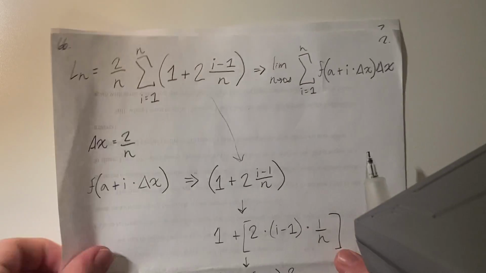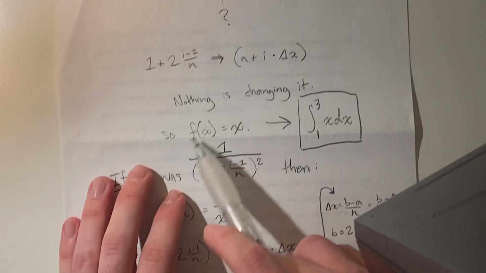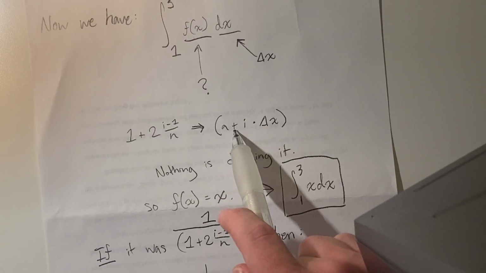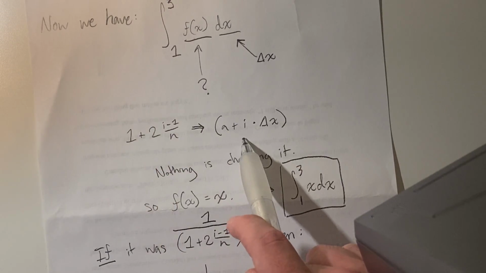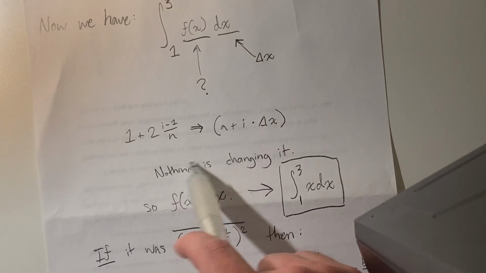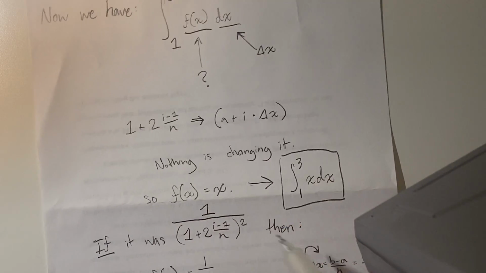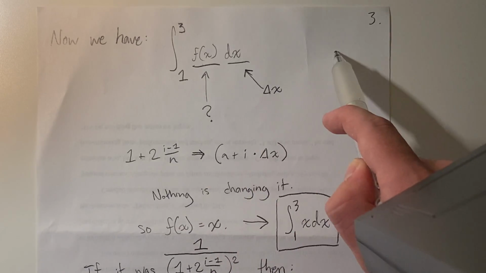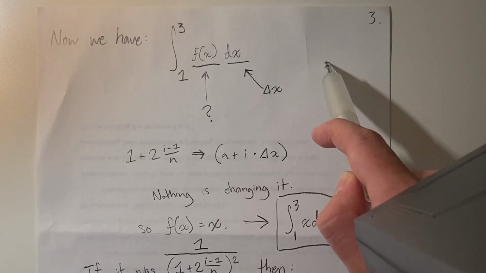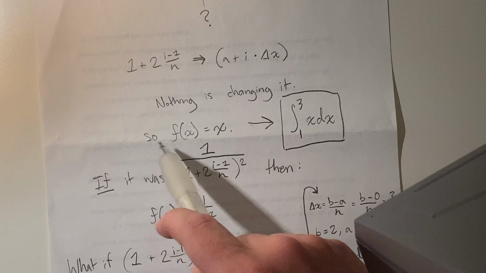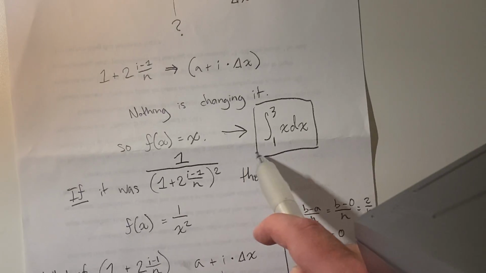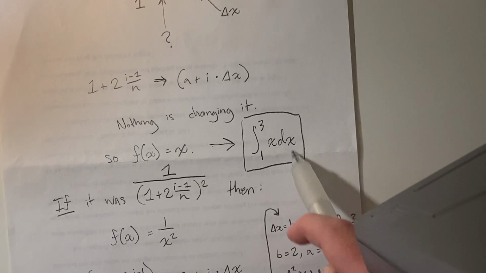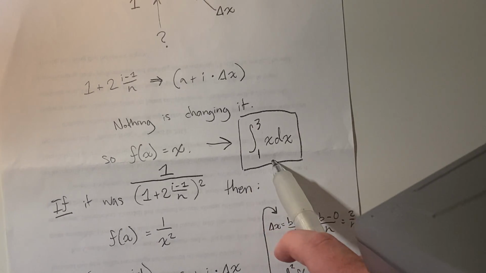And so because of that, f of x is just x. Whatever we get for the x coordinate is also the y coordinate. Essentially what I'll show in the picture is it's just a straight line, the slope of x. So nothing's changing it, so f of x is just x. So that gives us the integral from 1 to 3 of x dx. And so that would be a good final answer.